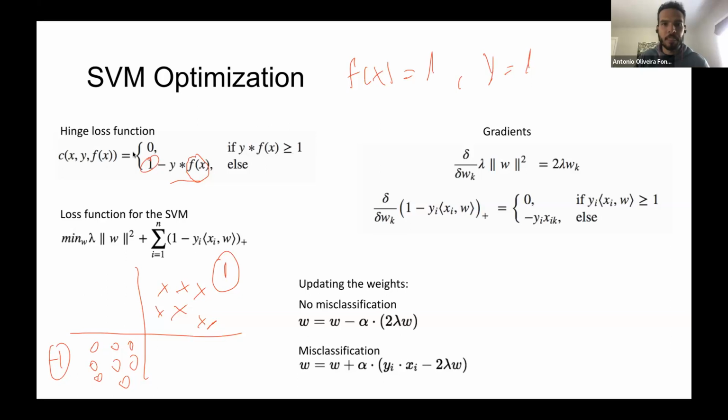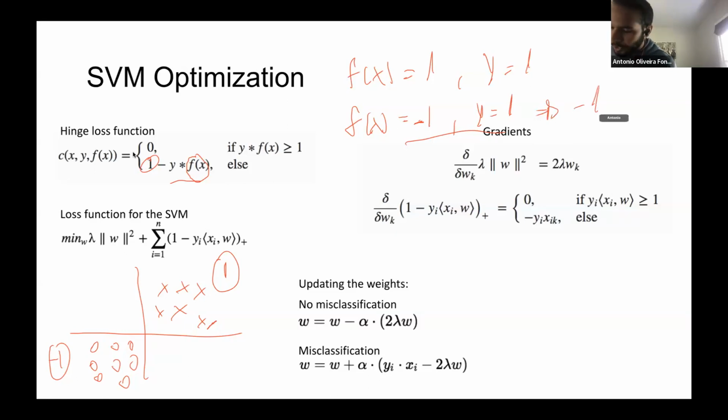You see? Very well. If it was the other way around, so let's say the output of my model was f of x equal to -1, but the ground truth value was y equal to 1, then this product is equal to -1 now. Therefore, this is going to be 1 minus -1, which is 2. So the loss goes up. You see that what we're trying to do is to get the maximum agreement between the model output, which is f of x, and the ground truth label, which is y. Is that clear for everyone?